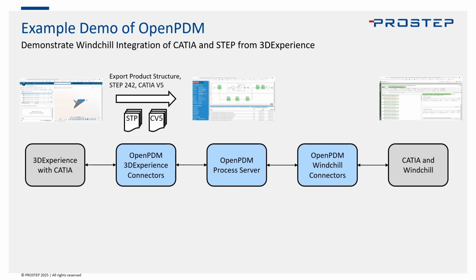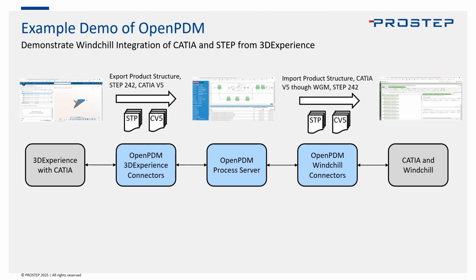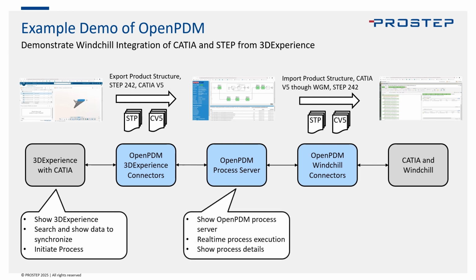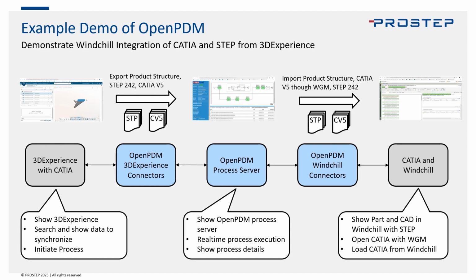And in this example, we're going to export from 3DX the product structure, STEP 242 data, and then downsave CATIA v5 from the new modern CATIA. And then we're going to import that product structure, that's parts and designs, import the CATIA v5 through the Workgroup Manager, and then also import the STEP 242. We're going to do that by showing the data in 3DX, then showing the process in the OpenPDM process server, and then finally showing the data loaded into Windchill.